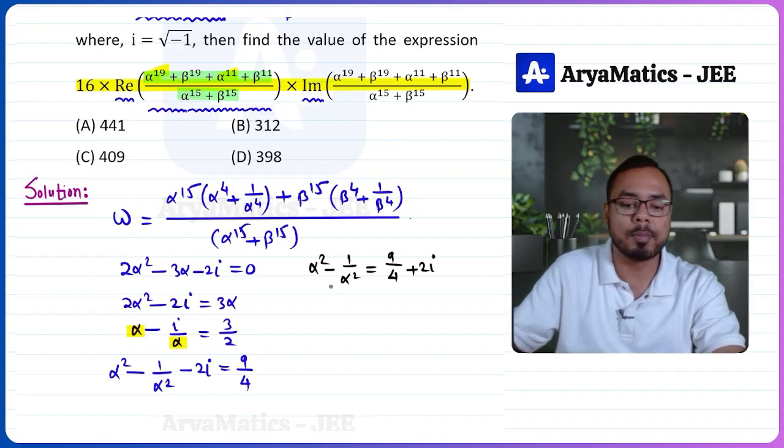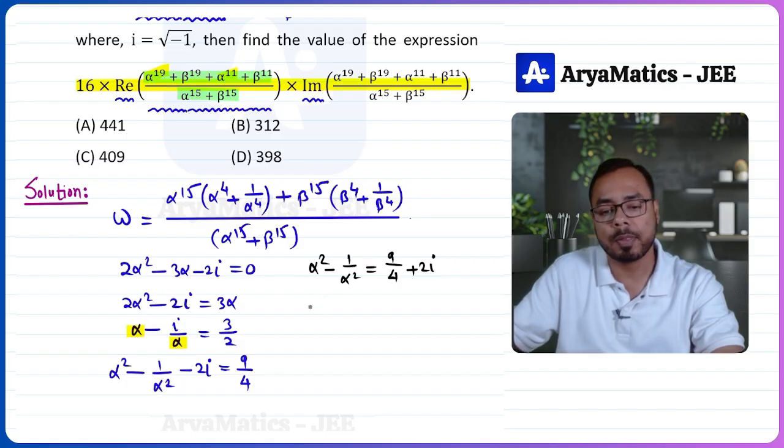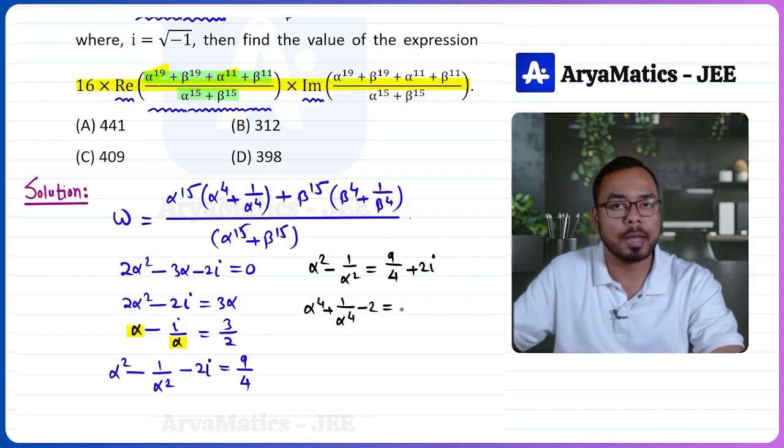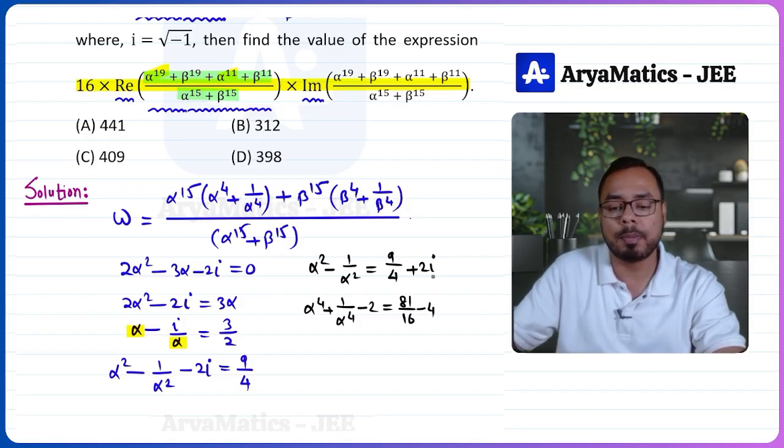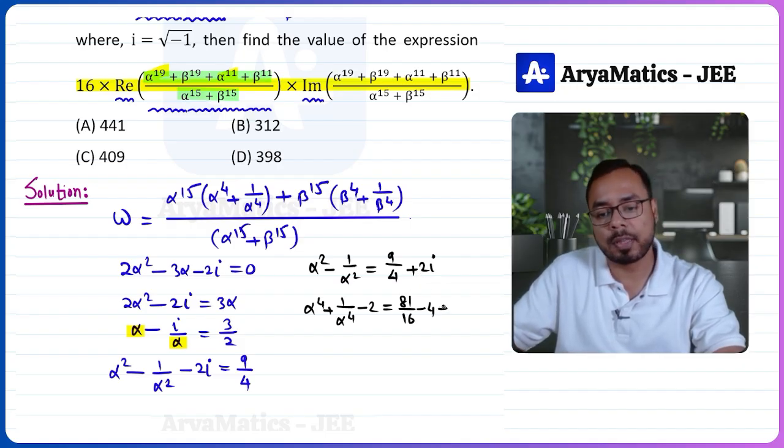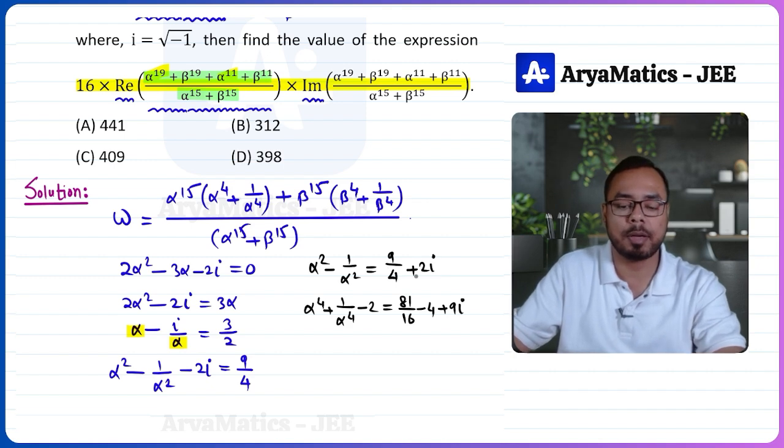And we can square one more time to get the value of alpha raised to 4 plus 1 by alpha raised to 4. If I square this one, we'll get alpha raised to 4, plus 1 by alpha raised to 4, minus 2. And the right hand side will be 81 by 16 minus 4. And then in the twice ab term, the 4 will cancel. So I think we'll get 9 iota from here. Right, this will be the twice ab term, 2 into 2 iota into 9 by 4.